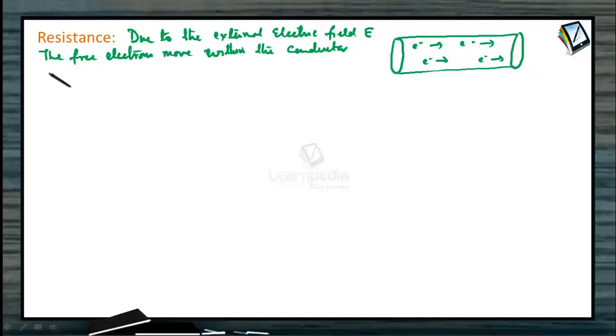Since they experience a force, F is equal to ma, due to electric field E. So the acceleration on each electron we can write as eE by m, where e is the charge of electron, m is the mass of electron. Due to this acceleration, the electron will acquire some velocity.